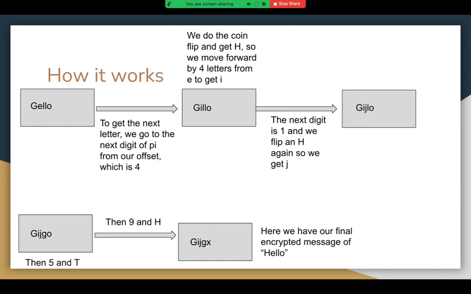To get the next letter, we go to the next digit of pi from our offset, which is 4. We do the coin flip and get heads, so we move forward by 4 letters from E to get I. The next digit is 1, and we flip to get heads again, so we get J. Then 5 and tails, then 9 and heads, and we have our final encrypted message from hello, GIJGX.